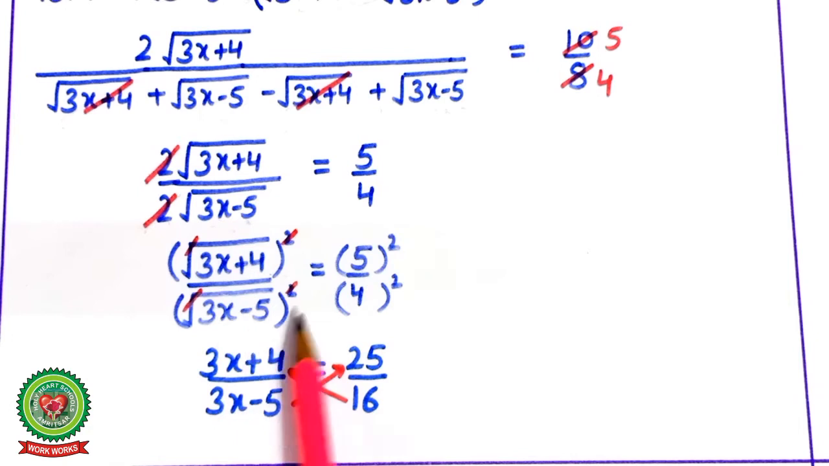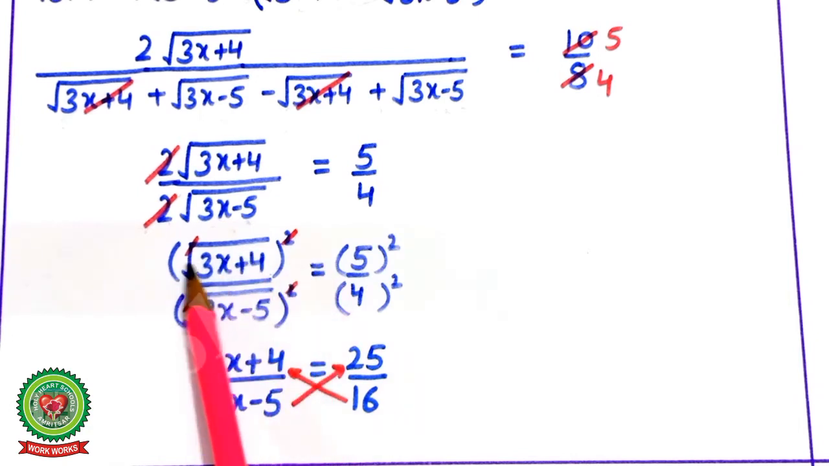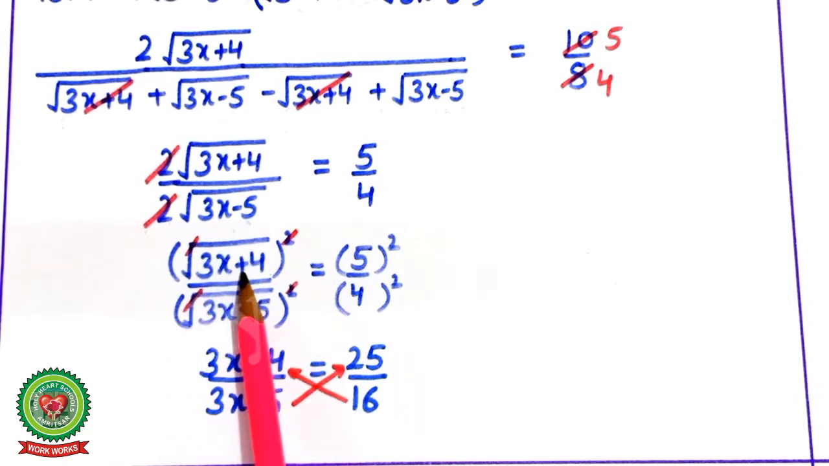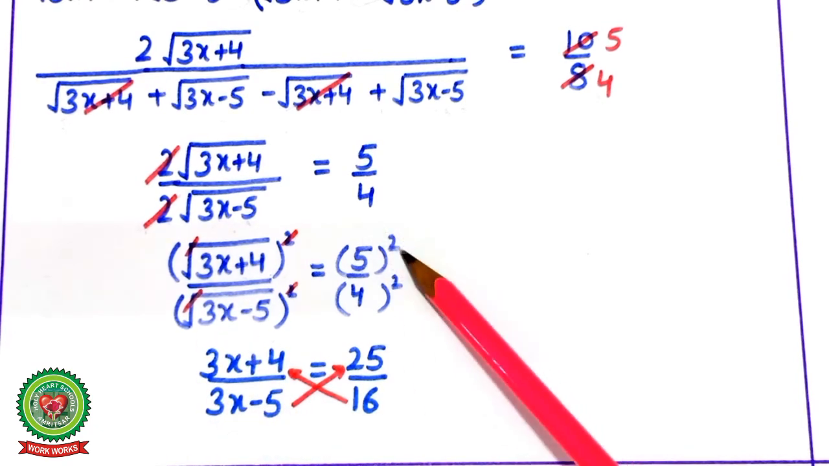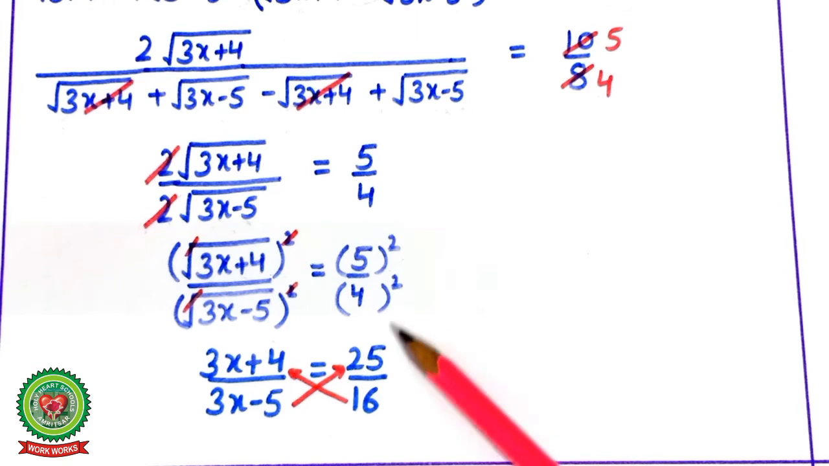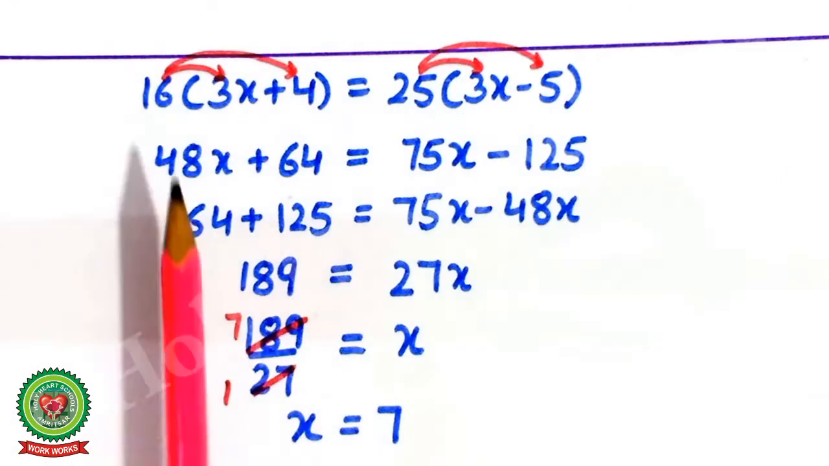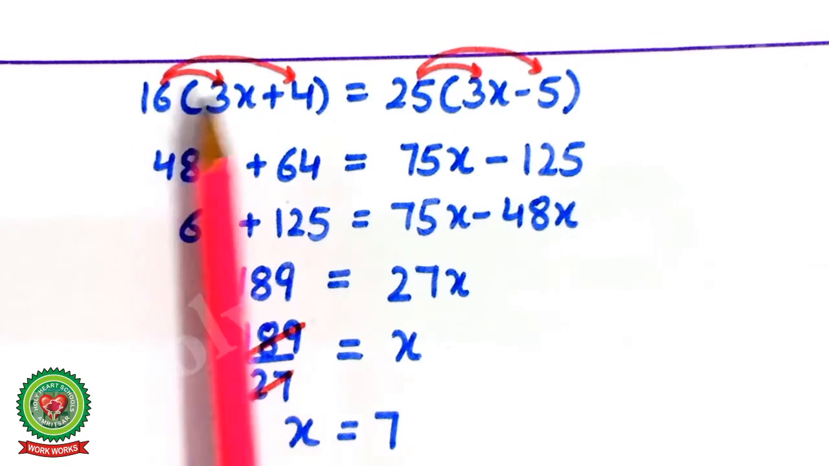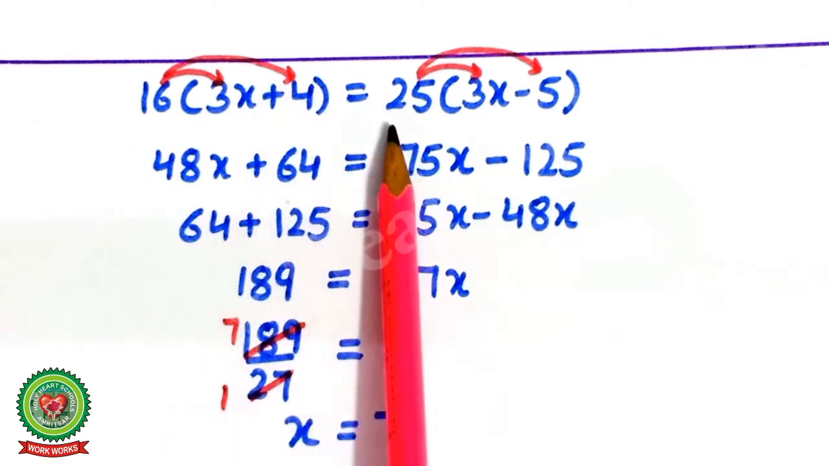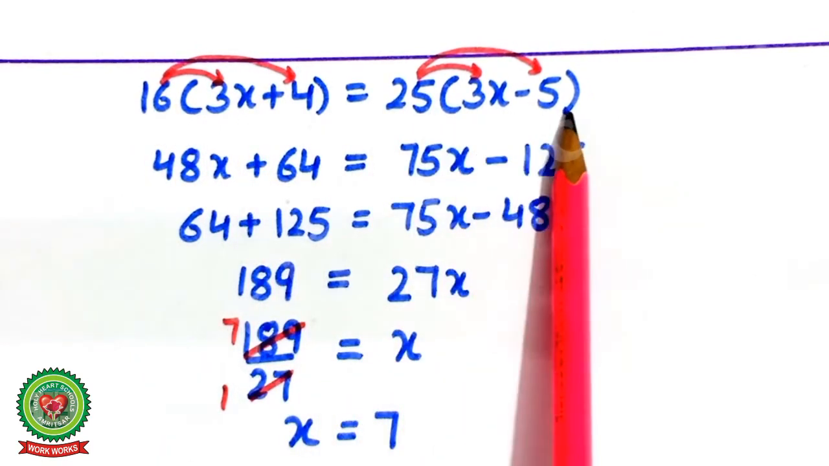Now after squaring both sides, square and square root is finished. So left out value is 3x plus 4 upon 3x minus 5, and from here square of 5 is 25 and square of 4 is 16. Now next step is cross multiplication here. After cross multiplication, 16 into 3x plus 4 equals to 25 into 3x minus 5.